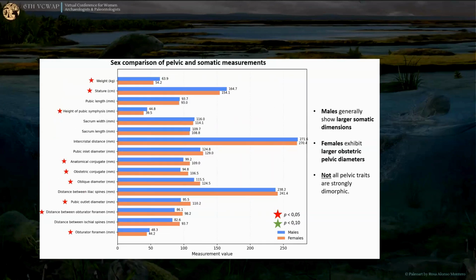Comparing pelvic and somatic measurements, of course, males generally show larger somatic dimensions, so weight, stature, and also pubic symphysis height, reflecting overall greater body size. Females exhibit larger obstetric pelvic diameters, so all the conjugates, the diameter, the pubic outlet, etc., consistent with reproductive pelvic morphology, so nothing surprising. Yet there were several measurements that overlapped, indicating that while sex differences are clear in each pelvic region, not all pelvic traits that are commonly studied are strongly dimorphic, at least in our samples.